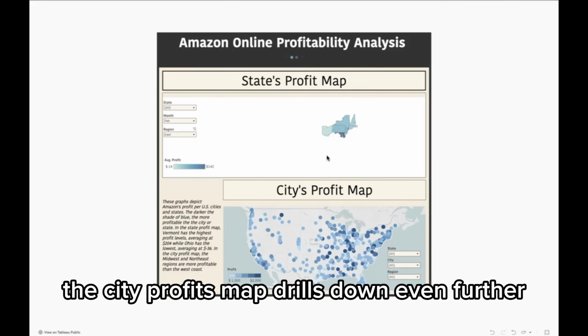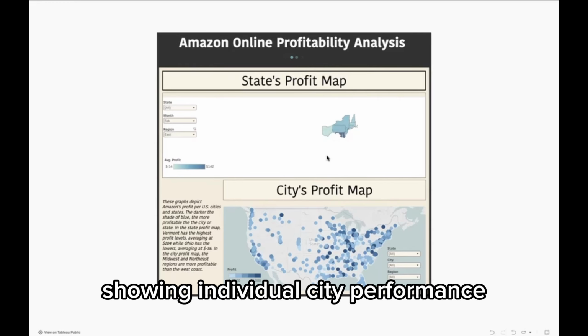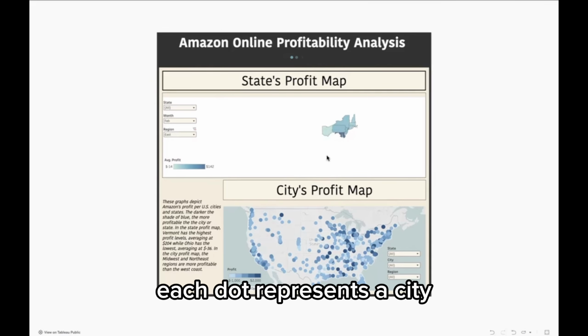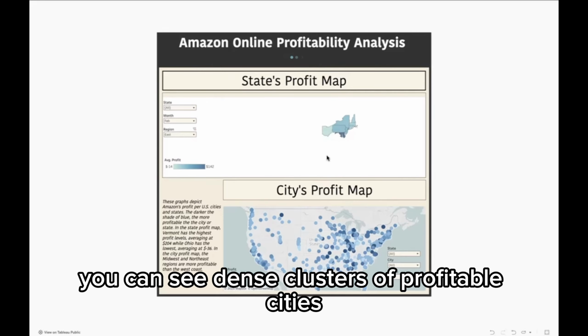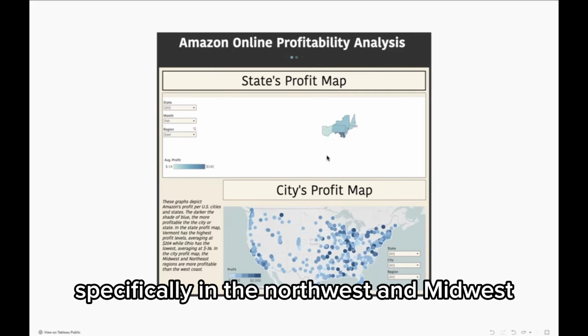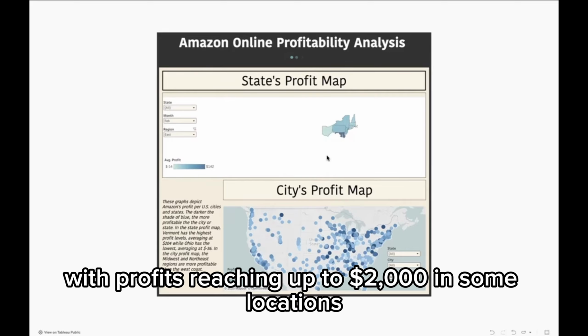The city profits map drills down even further, showing individual city performance. Each dot represents a city, with darker, larger dots indicating higher profits. You can see dense clusters of profitable cities throughout the country, specifically in the Northwest and Midwest, with profits reaching up to $2,000 in some locations.